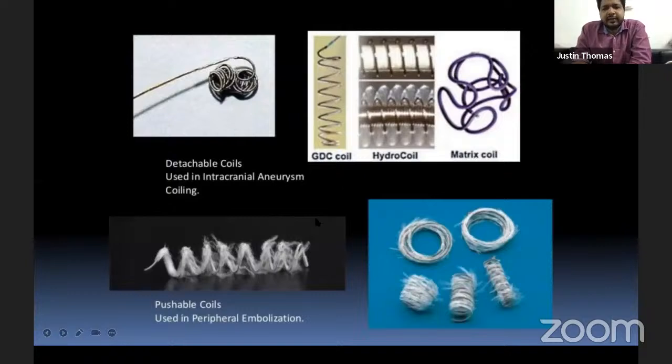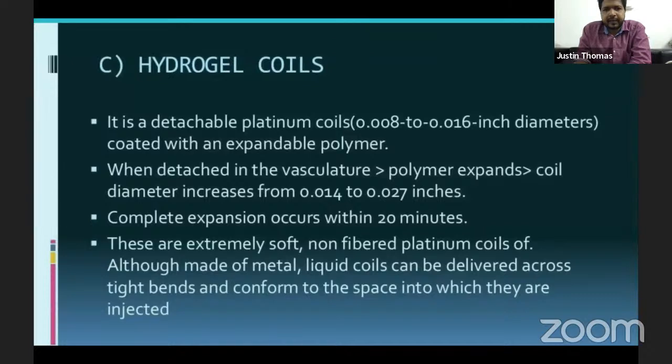These are the various coils used. One is the detachable coil for intracranial coiling. This is the pushable coil, which has fibers for increased thrombogenicity. Various coils, this is the JDC coils and various shaped coils which are used in aneurysm coiling.